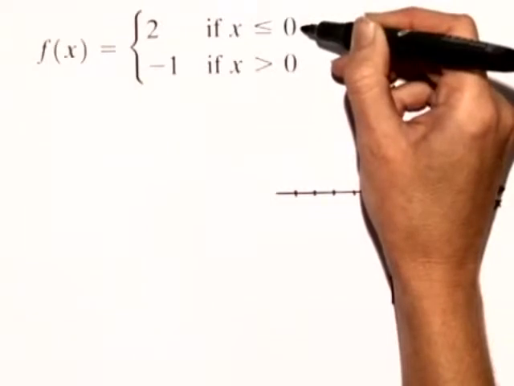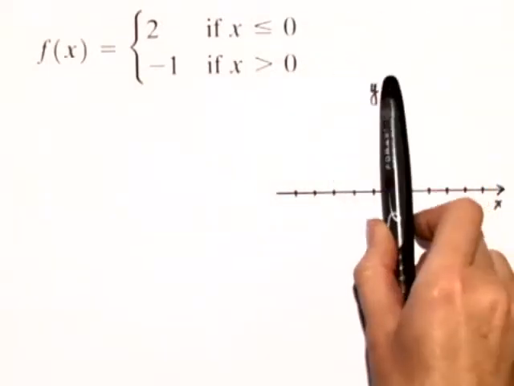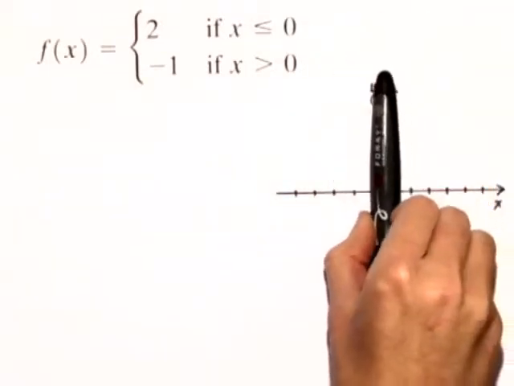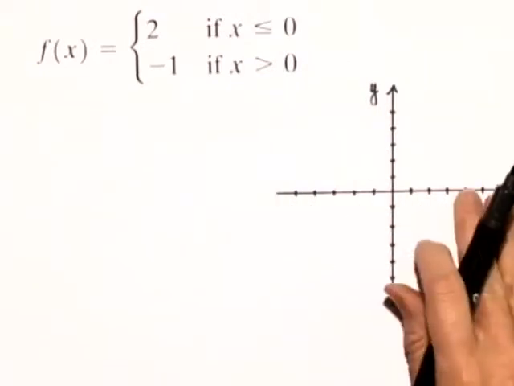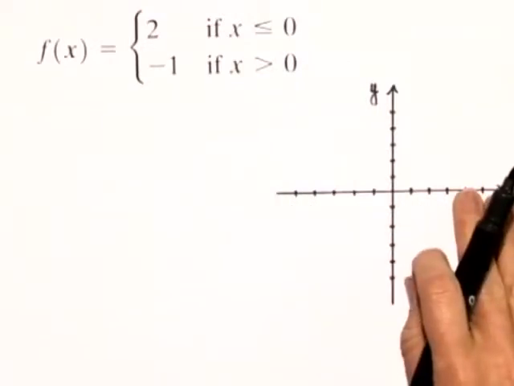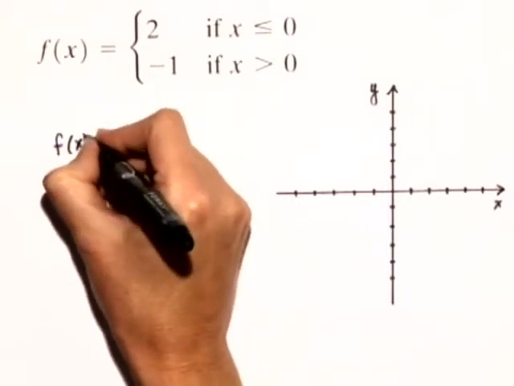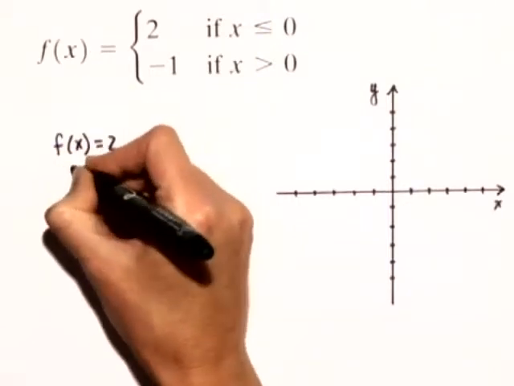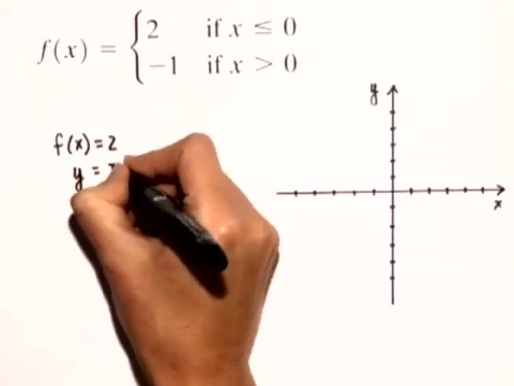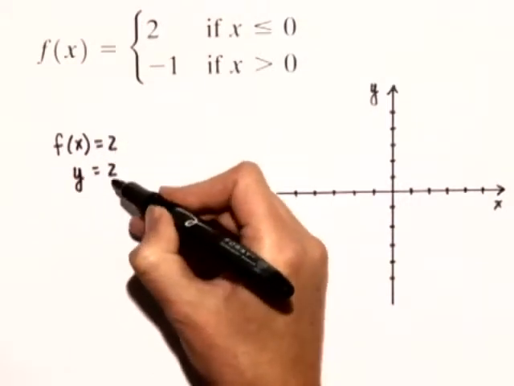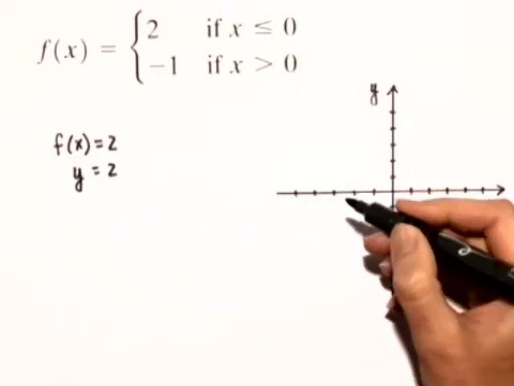So first of all, for x less than or equal to 0, I'm really looking at the y-axis and to the left of the y-axis. So let's start off and do that first. Well, we have f of x is equal to 2. That simply means y is equal to 2. So y is equal to 2 anytime that x is 0 or less than 0.